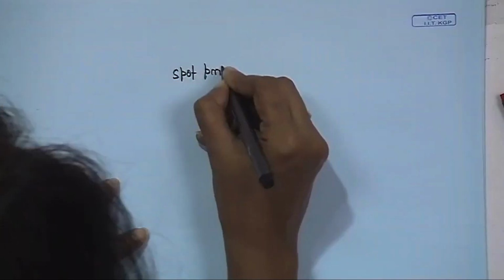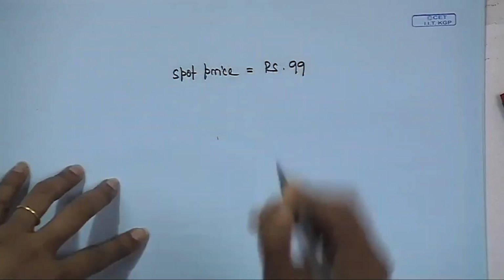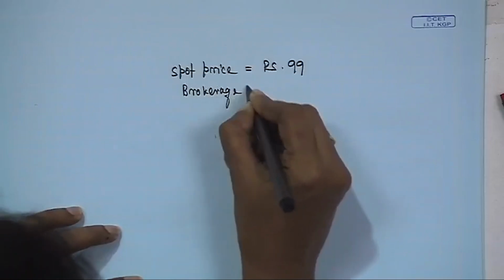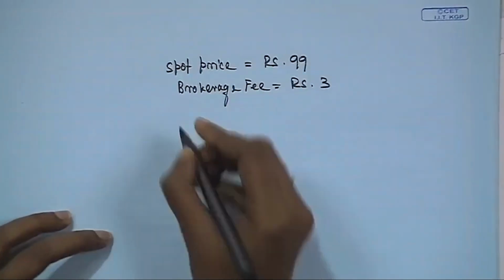Now I will take a simple example to show why this arbitrage is not going to be a single price point, but a range of prices. Let's say a particular share is quoting on an exchange, and the spot price of that share is rupees 99. How much is going to be the payment and receipt from the buyer's and seller's point of view? If a buyer buys it at 99, they will also be paying a couple of rupees as brokerage fee. So how much is going to be the cost for the buyer? Let's say the brokerage fee is rupees 3.